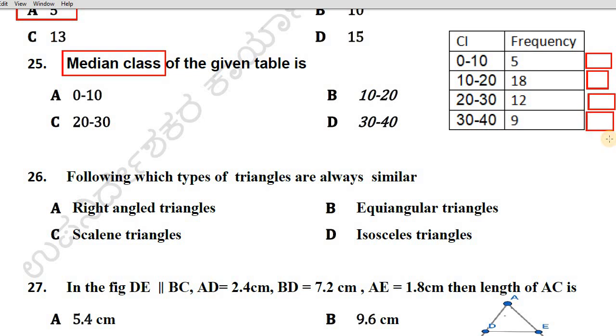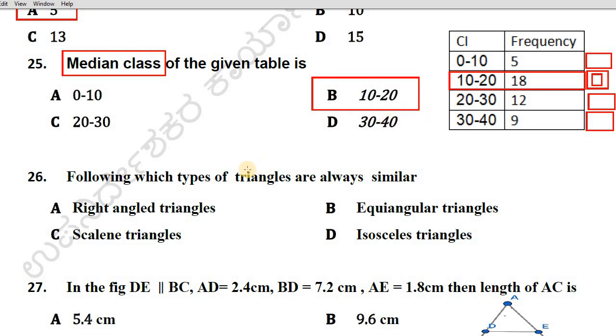So next, 44 divided by 2 you will get 22. So 22 lies in this one, because here we will be having 23. What we wanted is 22, and 22 lies in this only. So therefore the right class interval for this is 10 to 20. That is the median class.